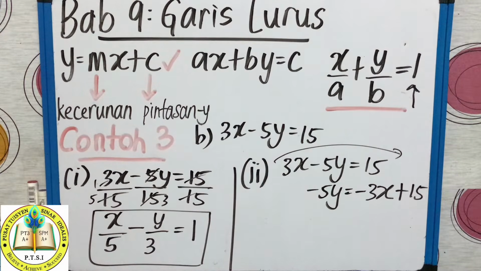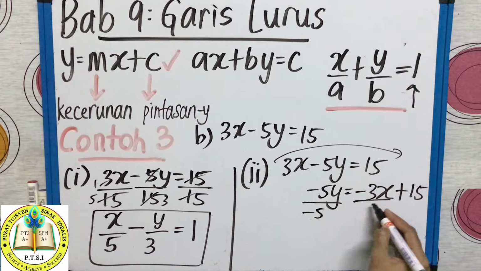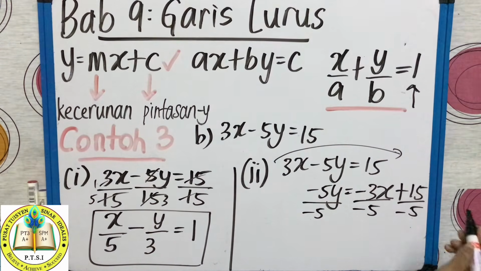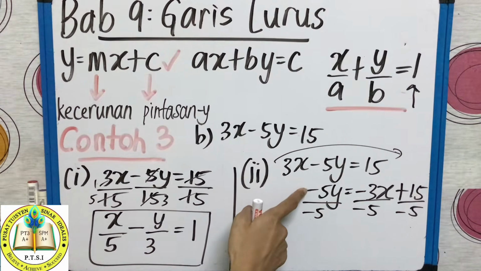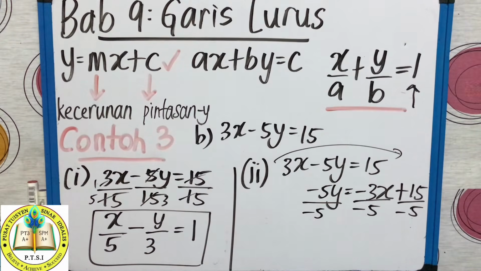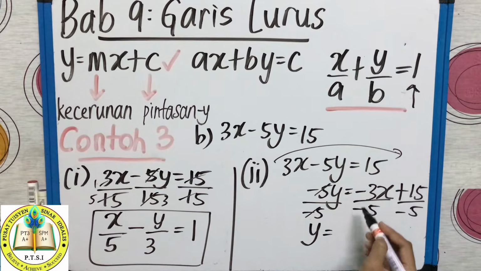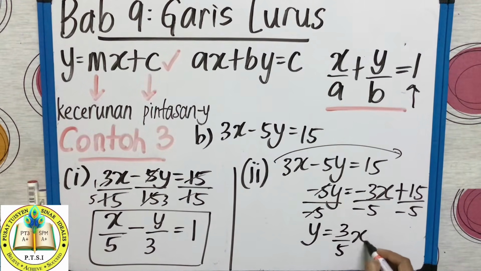Sudah. But what teacher told you just now? y must be only 1. If got number, you must divide that number. So, apa yang kamu boleh buat? Bahagi negatif 5, bahagi negatif 5, bahagi negatif 5. So, ni divide 5. Not divide 5, is divide negative 5. Kenapa negatif? Sebab atas tu negatif 5, so bawah pun bahagi negatif 5. So, after you divide, this one you can cut right, you will get y equal negative will become positive 3 over 5x.